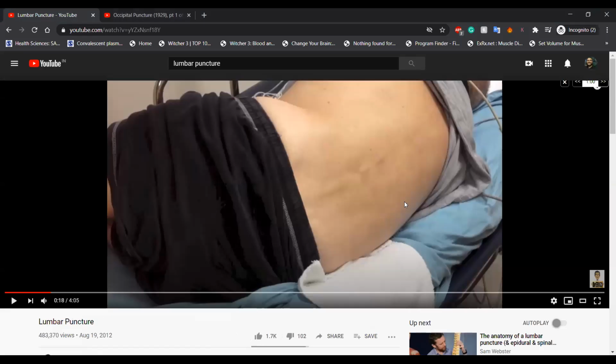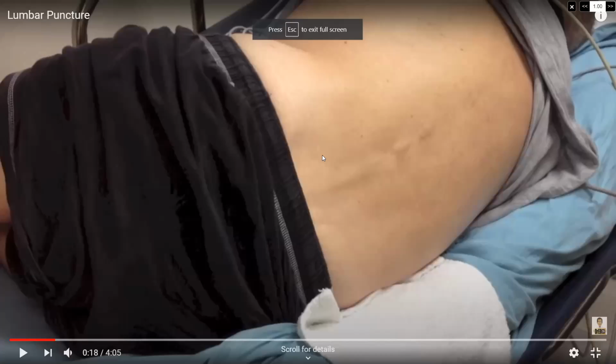Okay, I'll show you a video for lumbar puncture. It will be easier for you to understand. Right. So I hope you guys can see this. यहाँ पर what you are doing is before performing a lumbar puncture.